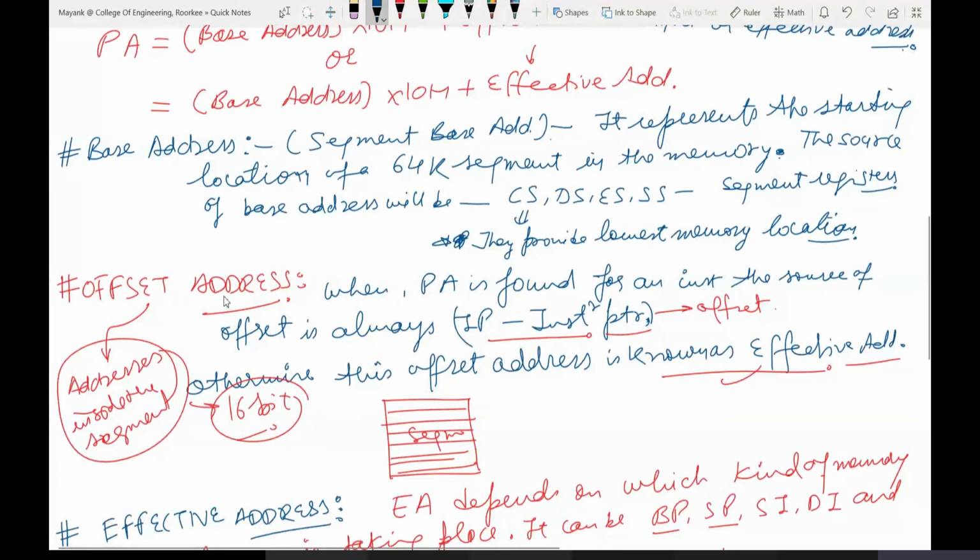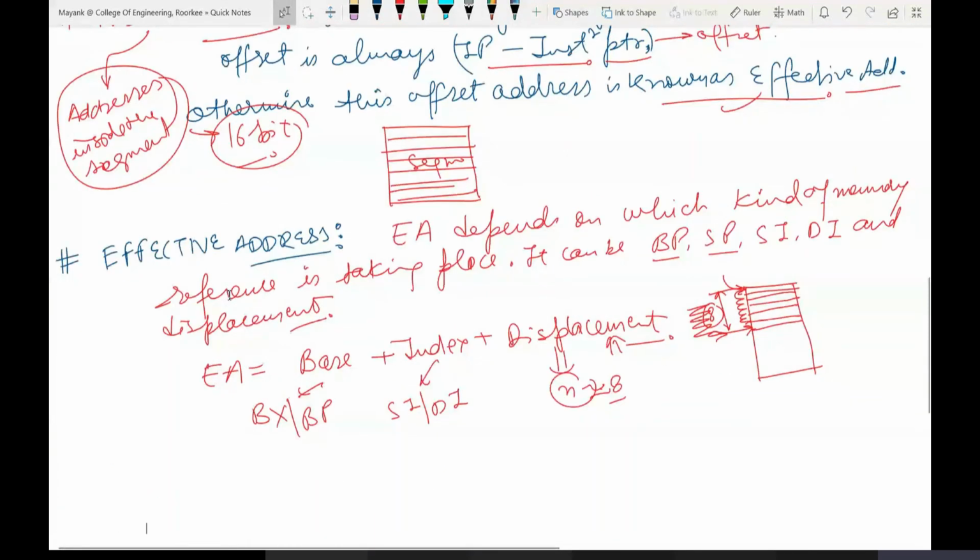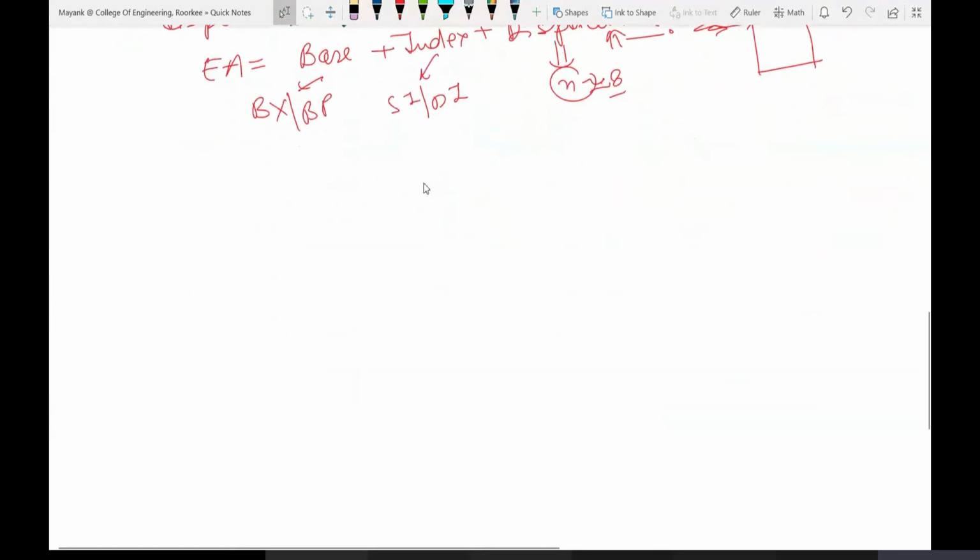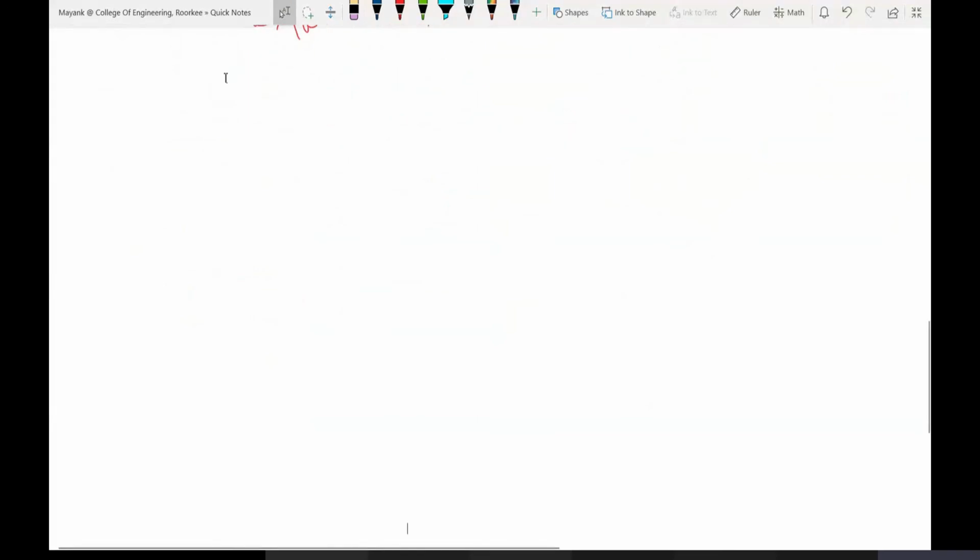In offset, the source is IP. In effective, the source is not IP. What is the source? Base, index, and displacement. These three act as the source in the case of effective address. Is that clear, all of you? Are they clear? I know they may not be clear right now.